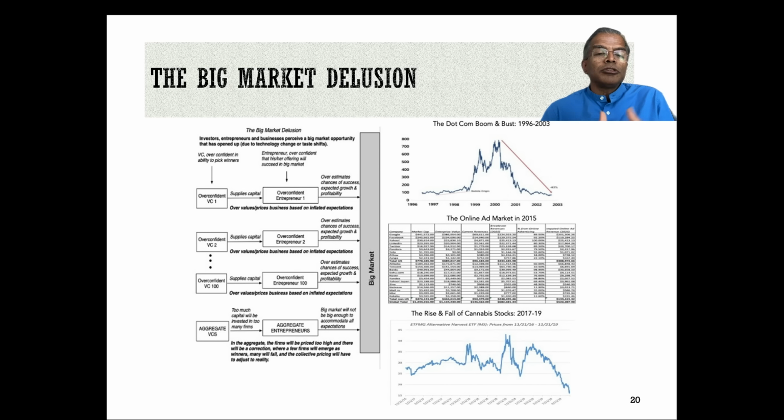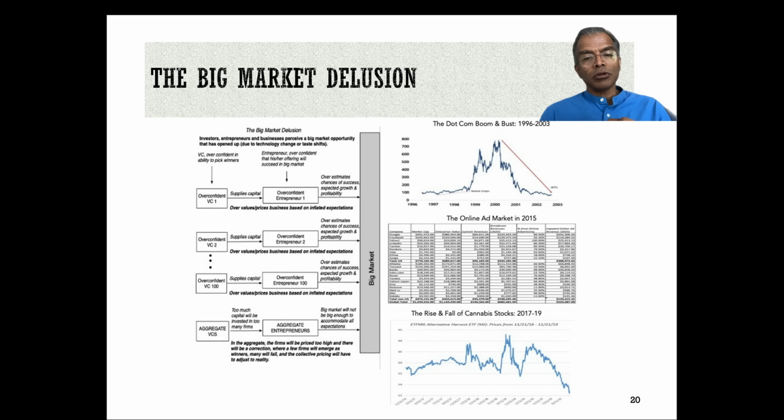But initially you don't know, it's still unformed. You don't have that evidence. Eventually though, as the data comes in, the correction kicks in. I've given you 3 examples of booms and busts. You've got the .com boom and bust. You've got the online ad market in 2015, where I took every publicly traded company in the online ad business, estimated what they would need as revenues to justify the market cap, and added up all those revenues you would need and said, the overall advertising market is not big enough to sustain all of these companies. And a correction ensued. There was a cleaning up phase.